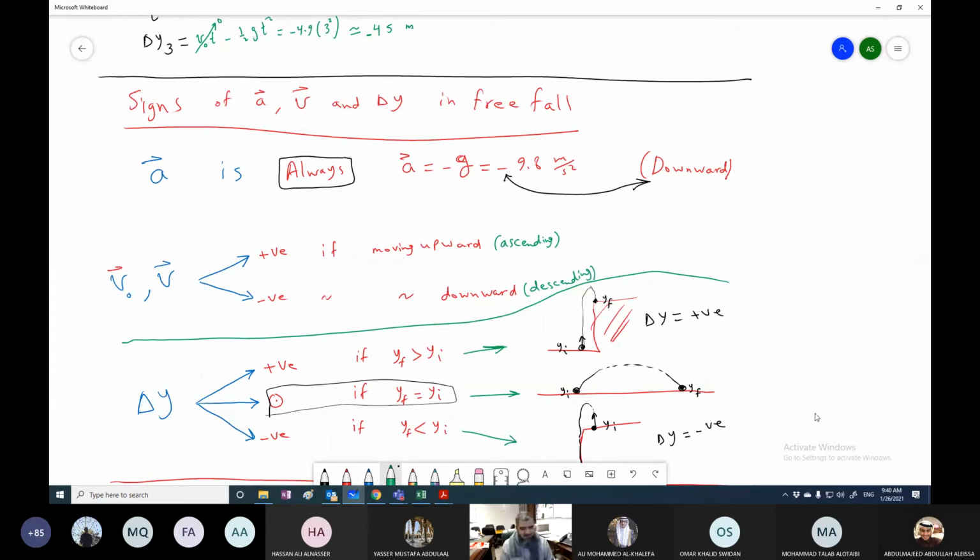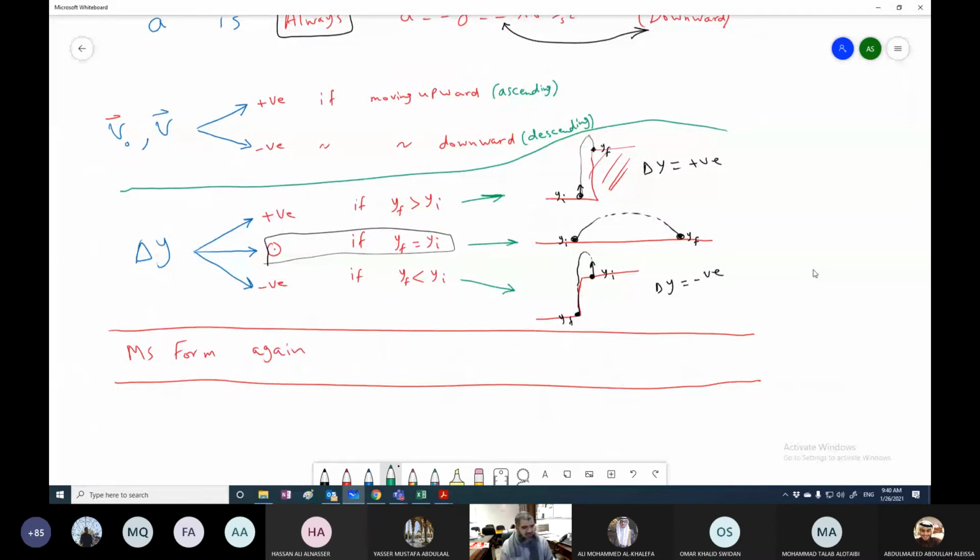What about delta y? Delta y, which is the vertical displacement, will be positive if y final is greater than y initial. Like this scene: you throw the object, so this is your y initial, and finally it is on top of this building, y final. So y final is greater than y initial, and delta y will be positive. And delta y will be 0 if the object starts at a certain height and finally ends up at the same height.